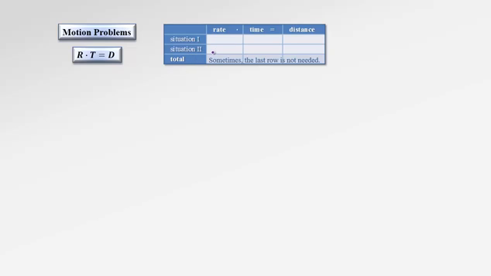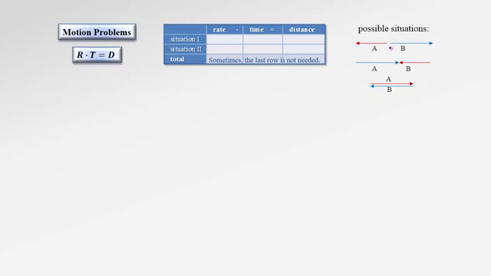For example, 3 parts of the trip. However, most often will be just 1 and 2. And then the final row is the total, because sometimes we are going to add distances, and then the last row will be needed. But sometimes the question will compare the two distances, and then the last row won't be needed at all. So it depends on the question. Let's see the possible situations.